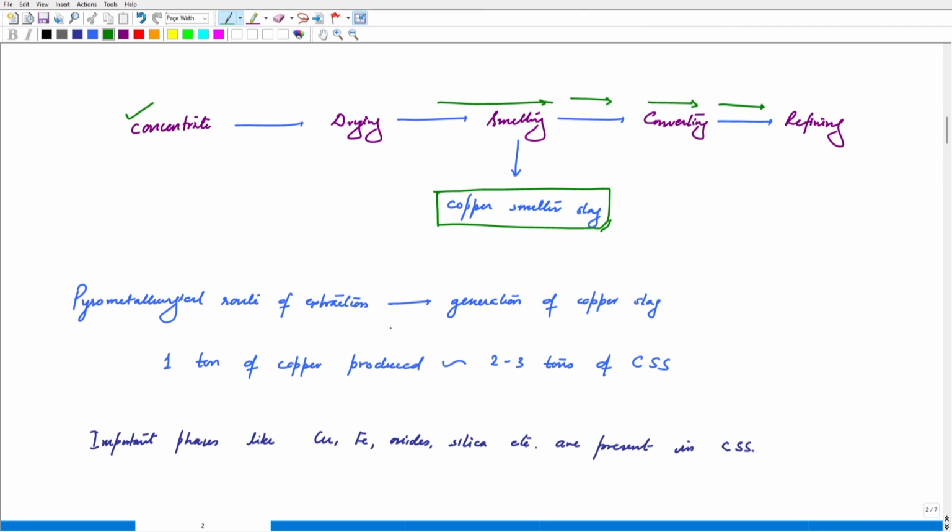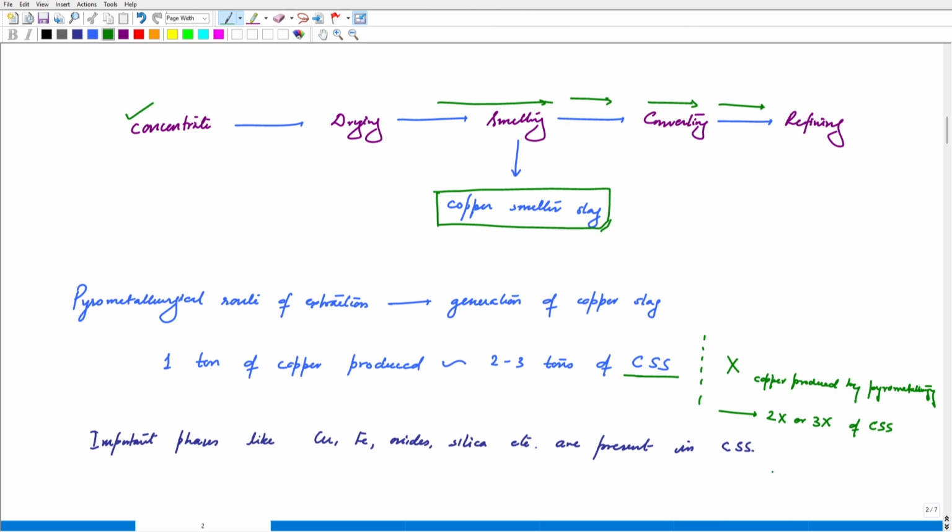The pyrometallurgical route of extraction is basically going to generate copper slag. How much does it normally generate? 1 ton of copper produced usually leads to 2 to 3 tons of CSS. Again, CSS is copper smelter slag. So, we can easily say that if X is the amount of copper produced by the pyrometallurgical process, we can expect nearly 2X or 3X quantity of CSS, depending on process parameters and the other inputs that are added.